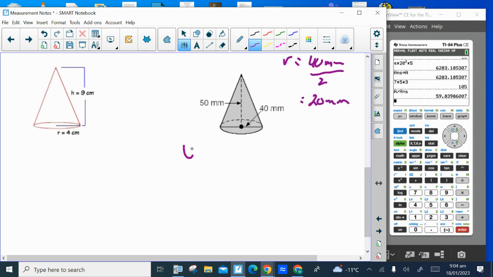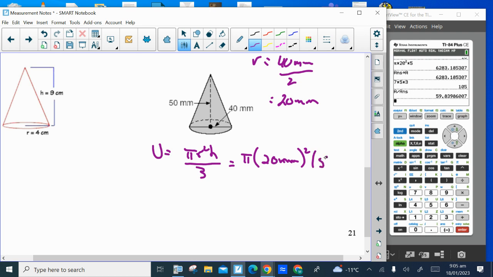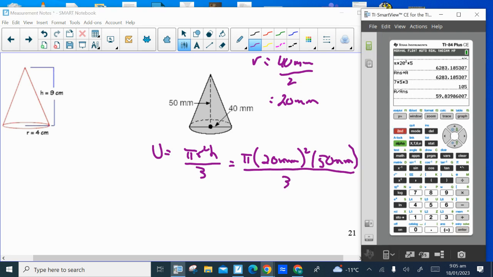So this is the formula that we would use for volume of this cone. Pi r squared h divided by 3, and we found that r, the radius, is 20 millimeters. The height is 50 millimeters. And that's all divided by 3. So pi times 20 squared times 50. And again, because you're just dividing by one number, you don't need brackets when you divide by 3.